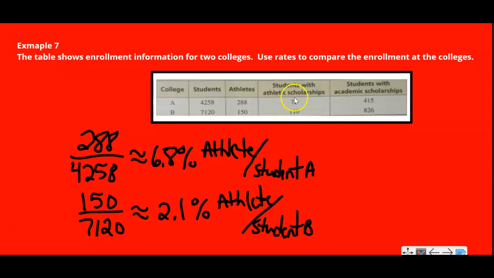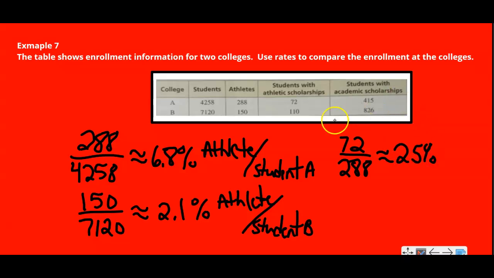All right, let's look at a different category. Let's look at how many athletic scholarships out of the total number of athletes. So let's look at College A first. We're going to do 72, so that's how many athletic scholarships out of a total of 288 athletes. If we divide that, we're going to get about 25%.